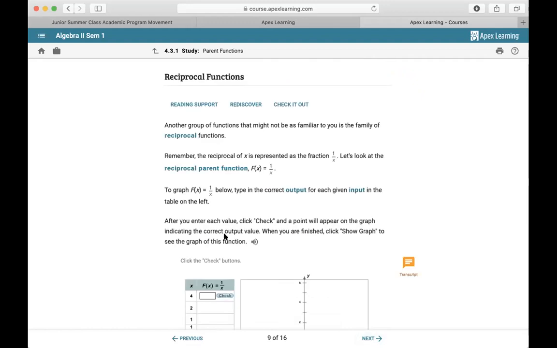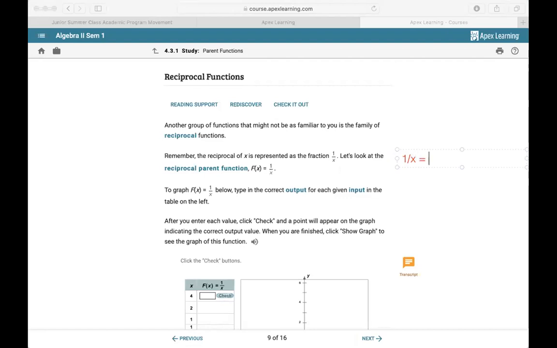Okay, and then the last main one here is this thing called reciprocal. So 1 over something. And again, it's represented by the fraction 1 over x. And I talked a lot about this in the video yesterday, but I want to make sure that it is completely clear. All right, 1 over x.